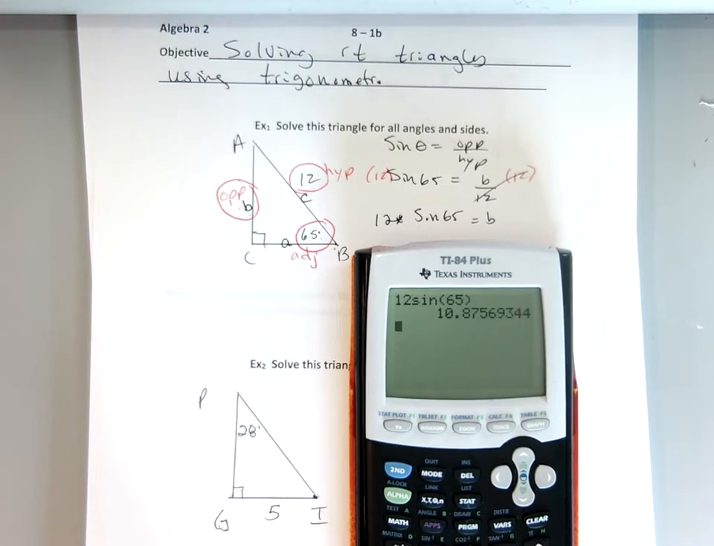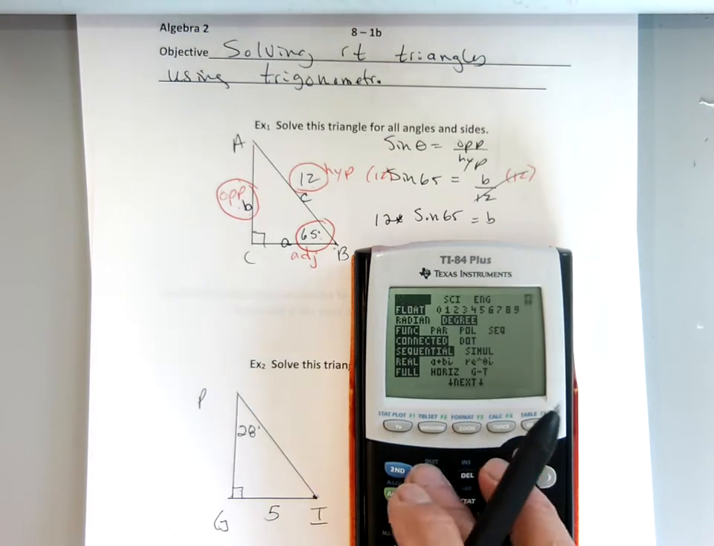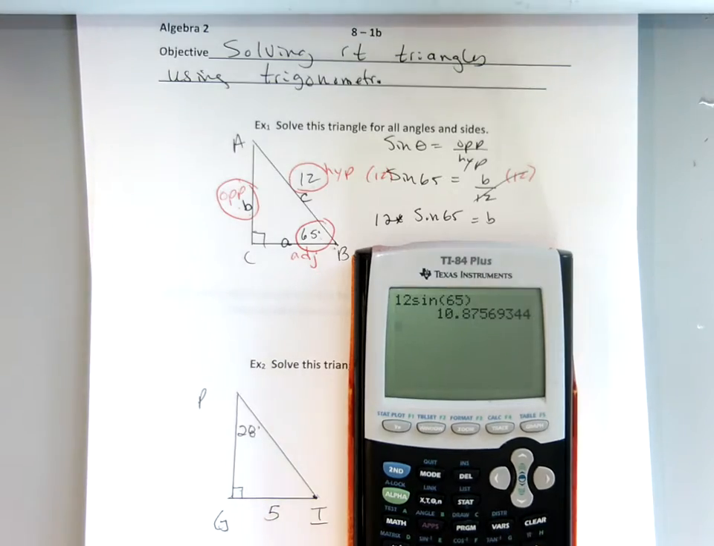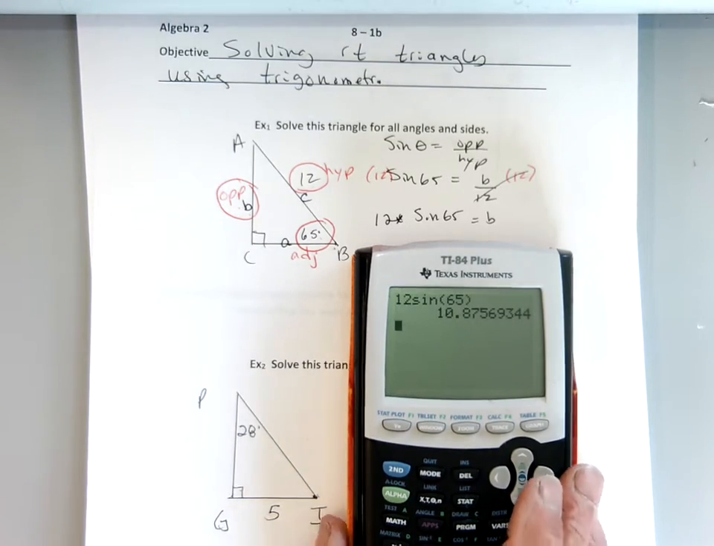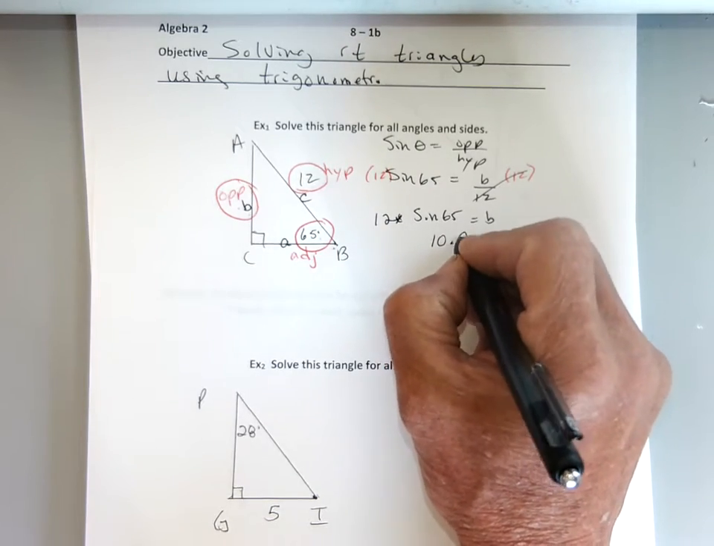Now, if you don't get 10.87 or 10.9, let me know. If you get a different answer, let me know, because you might be in the wrong mode. Everybody get that answer? Okay, there's a mode button in your calculator, which is degrees or radians. You definitely want to be in degrees. Okay, so we get about 10 point, we'll round it up to 10.9, okay? So this side, little b, is 10.9.